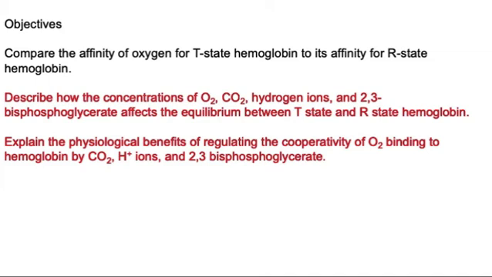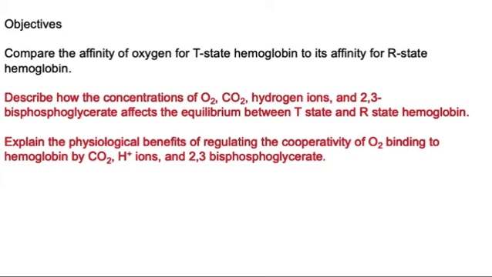Hemoglobin is cooperative and enzymes are cooperative because they exist in two possible states, a T state and an R state, each with different affinities for the substrates. In turn, the equilibrium between the T state and the R state will be affected by the concentrations of oxygen, carbon dioxide, protons, and 2,3-bisphosphoglycerate. And at the heart of today's talk, I want you to understand how the concentration of each of these compounds will favor either the T or the R state.